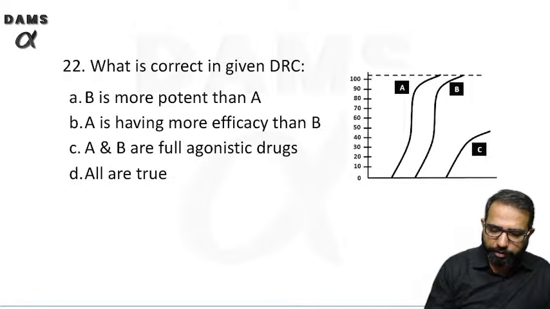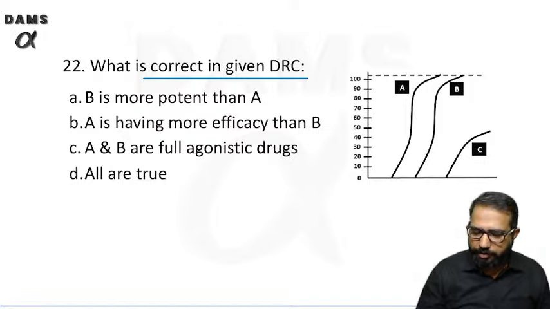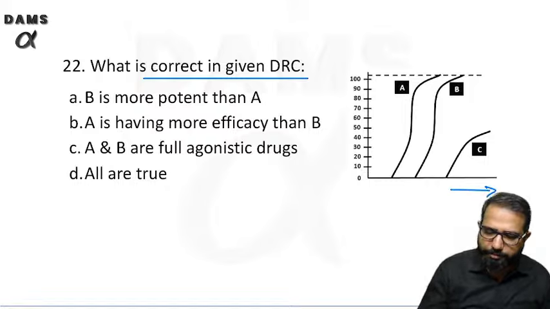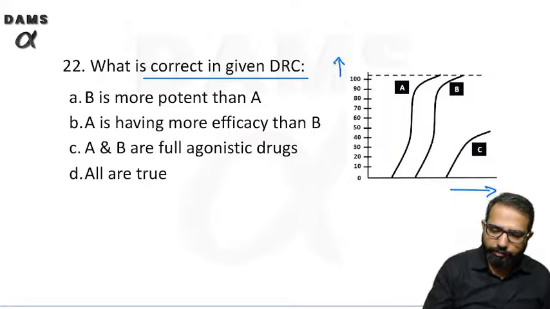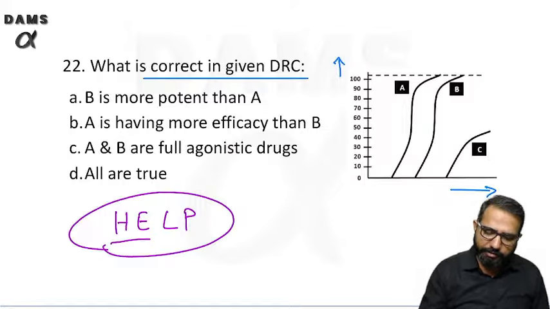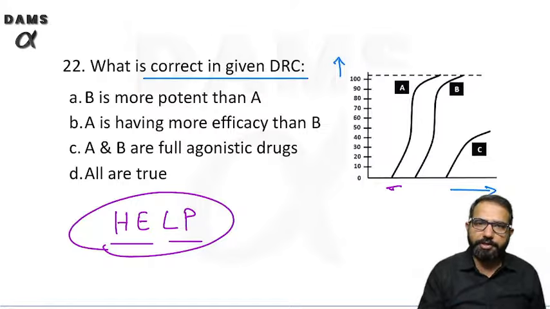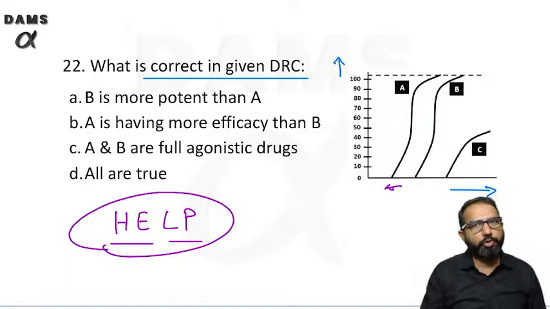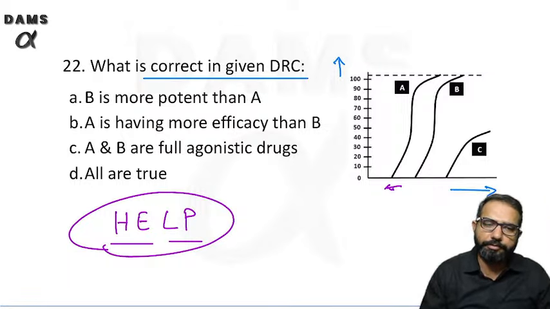What is true regarding the DRC? We have drugs A, B, C. This is dose and this is response. I told you, for efficacy and safety, HELP: height for efficacy. At 50% response, the left side drug is more potent. Left side means the drug needs less dose, and less dose means more potent. So height for efficacy, left side for more potency.